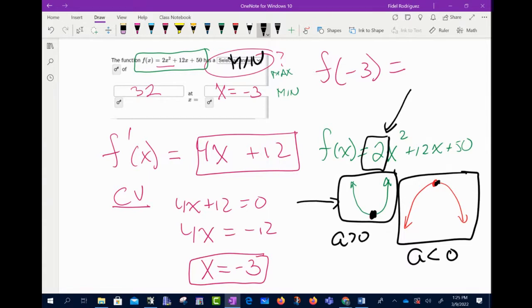All right, and again, because it's a parabola, parabolas either open upward or they open down. The way you know is if the number a is positive, the graph opens up. And if the number a is negative, the graph opens down.